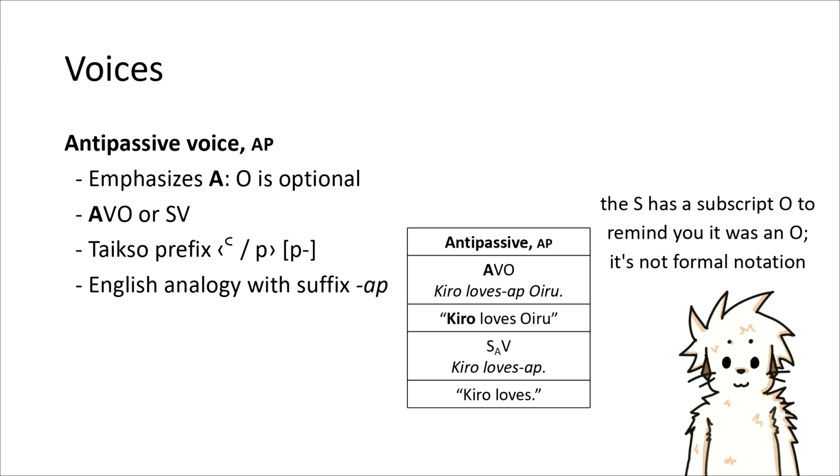In summary, this is what the antipassive voice is. Note that an originally transitive verb in the antipassive voice can become intransitive. However, an originally intransitive verb cannot become antipassive, because there is no agent to emphasize.